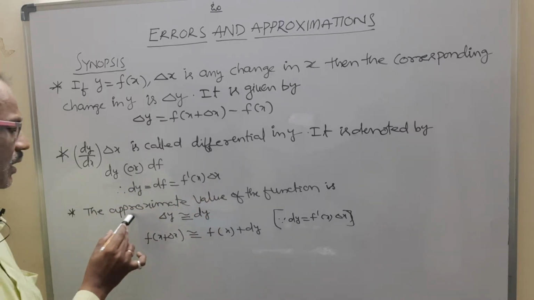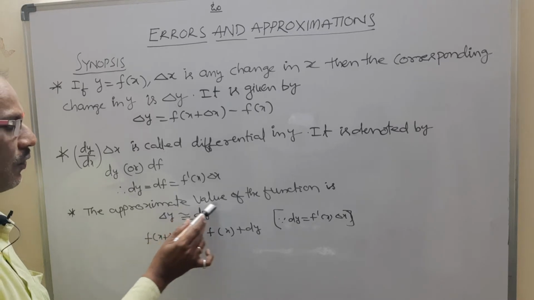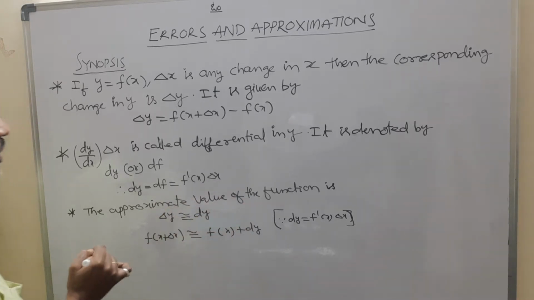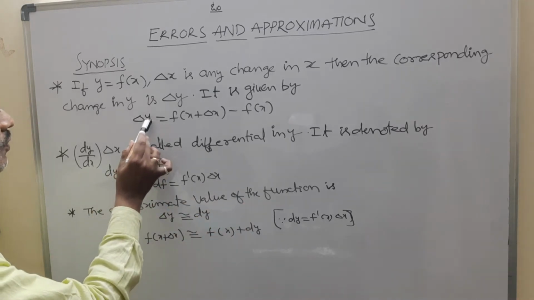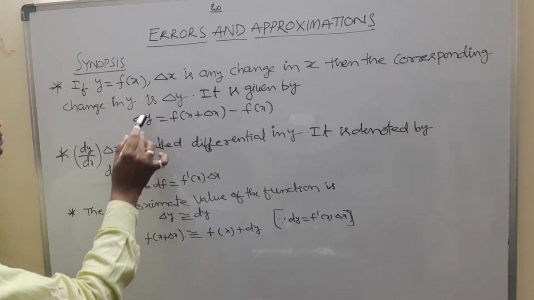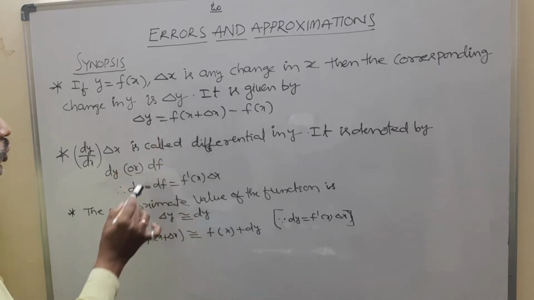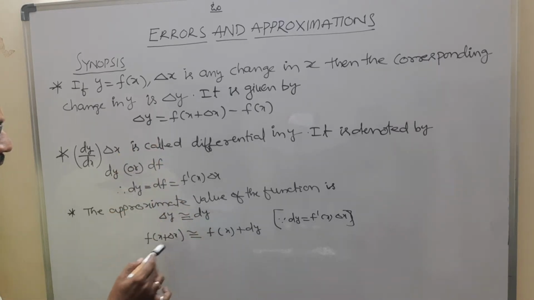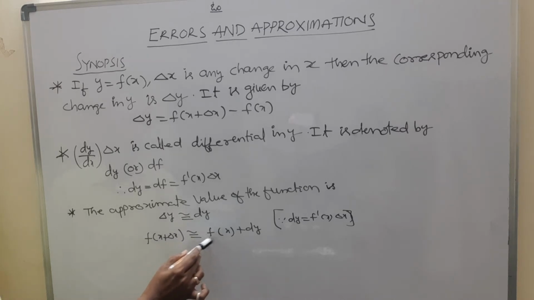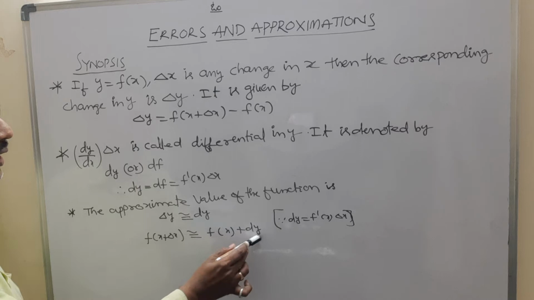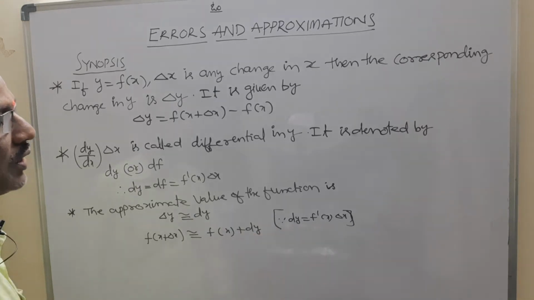Next, the approximate value of the function. In general, delta y and dy, these two values are approximately equal. Delta y is approximately equal to dy. By using these two relations, one formula: f of x plus delta x is approximately equal to f of x plus dy. Here dy is equal to f dash x into delta x.